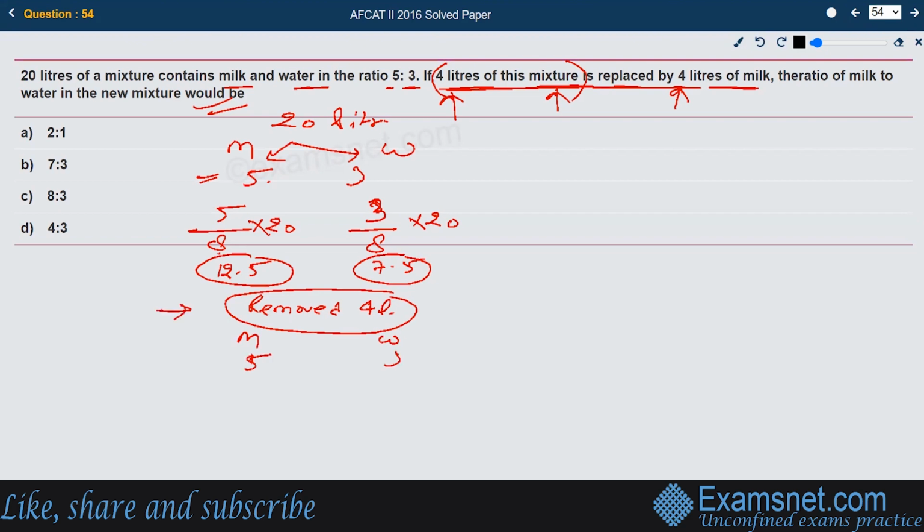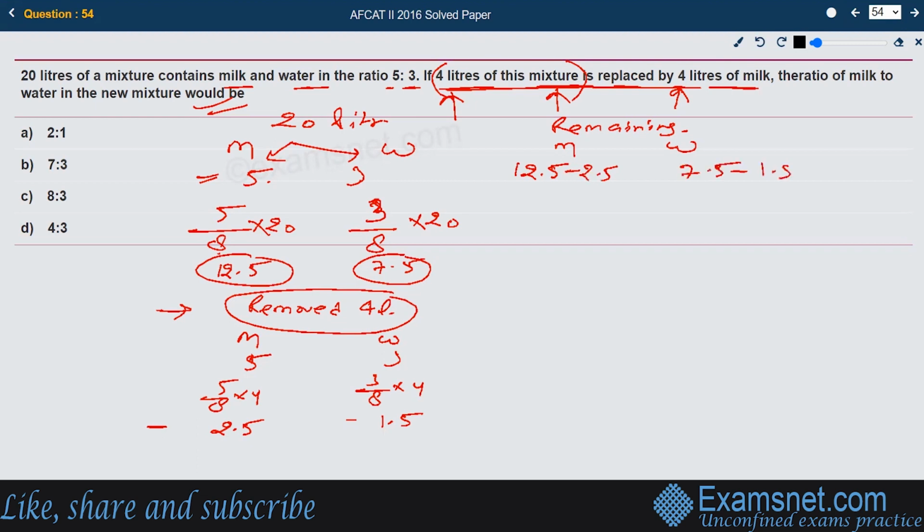How much would have been the milk part? It would have been 5/8 into 4. And the water part in the removed 4 liters is 3/8 into 4. If you solve this further, this is 2.5 liters and this is 1.5 liters. So the removal would have been minus 2.5 milk and minus 1.5 water. What would have been the remaining? The milk was originally 12.5, so the remaining is 12.5 minus 2.5, and the water was originally 7.5, so the remaining is 7.5 minus 1.5. This is 10 and this is 6. So these are the remaining parts.